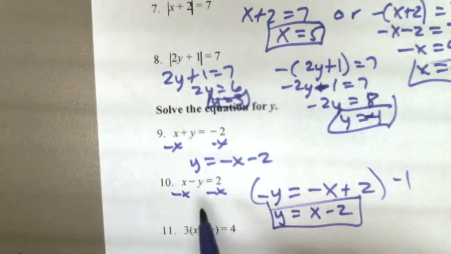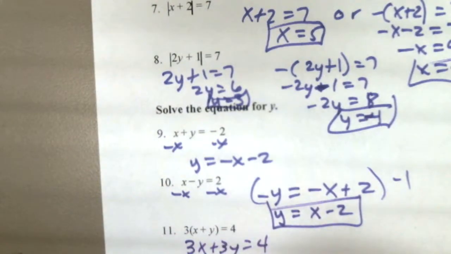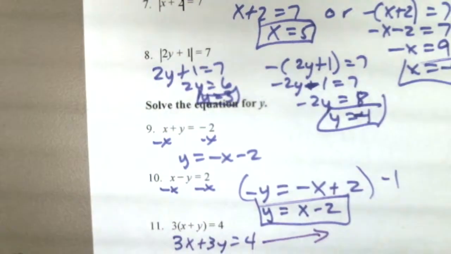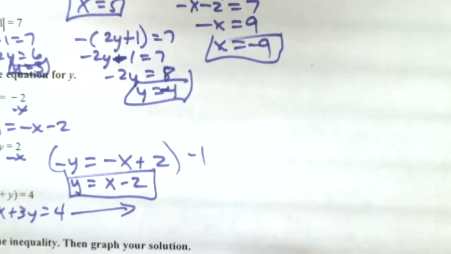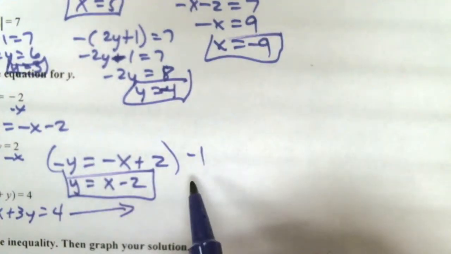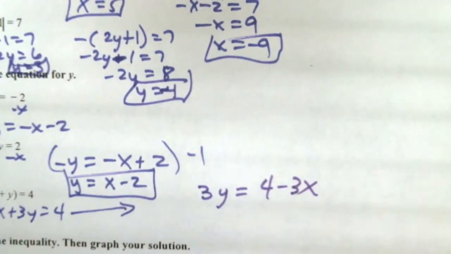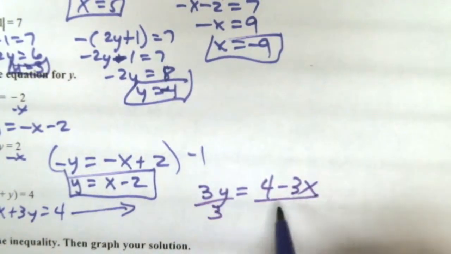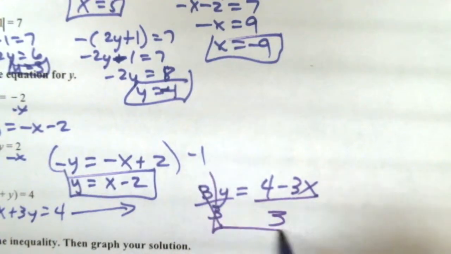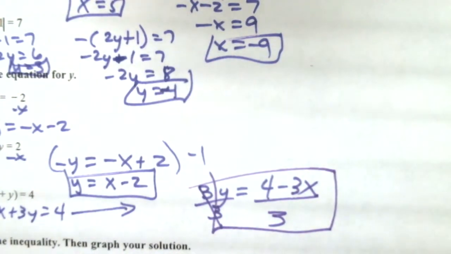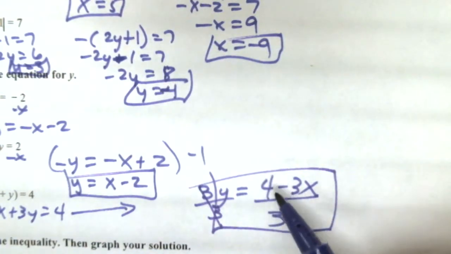Question number 11, I'm going to distribute my 3. 3x plus 3y equals 4. Subtract 3x from both sides. I'm going to get 3y equals 4 minus 3x. Dividing by 3, dividing by 3. I get y is equal to 4 minus 3x all over 3. We can't simplify these 3's because you'd have to be able to divide it also into the 4.